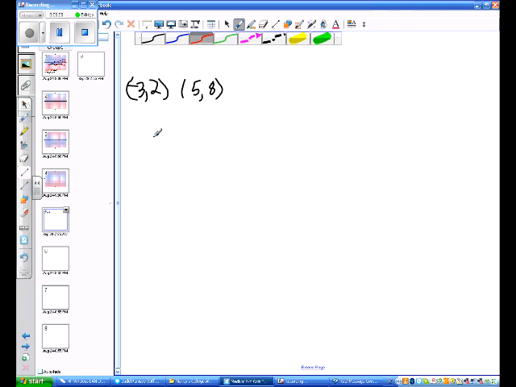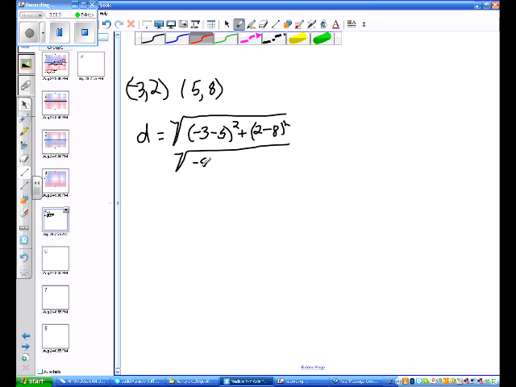We want to find the distance between them. So the distance is equal to the square root of the change in the x's. It doesn't matter which one we put first. So negative 3 minus 5 squared plus the change in the y's, 2 minus 8 squared. So that's going to give us negative 8 squared plus negative 6 squared.